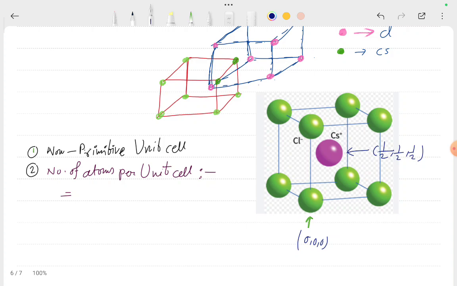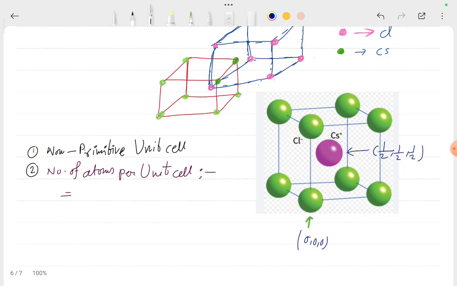Next we come to the diamond structure. Again, diamond structure is the interpenetration of two FCC lattices, right? And here all atoms are actually carbons. One carbon atom is present at 0, 0, 0 and another carbon atom is located at 1 by 4, 1 by 4, 1 by 4. So it means it is not exactly the body center of this unit cell, but it is inside the unit cell.